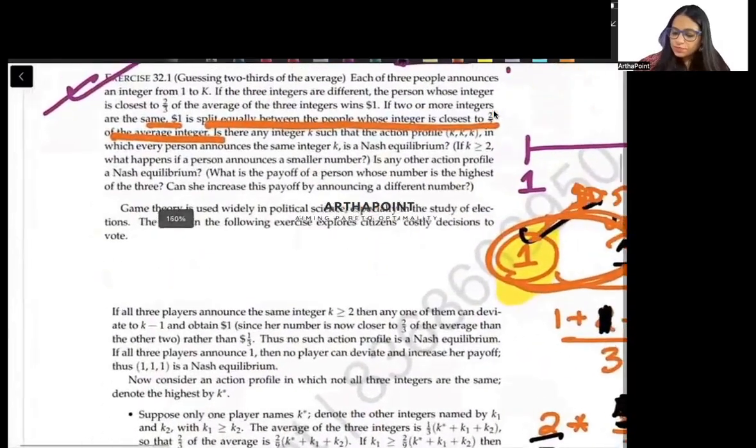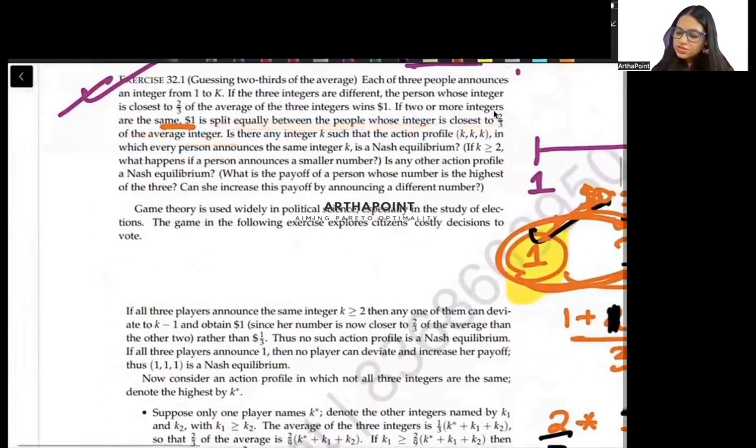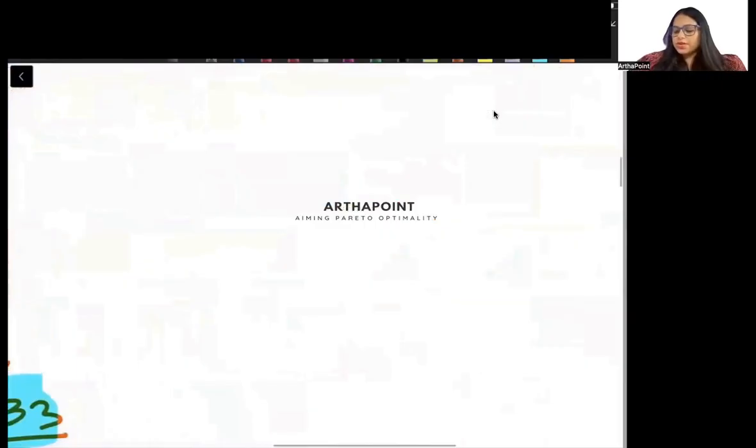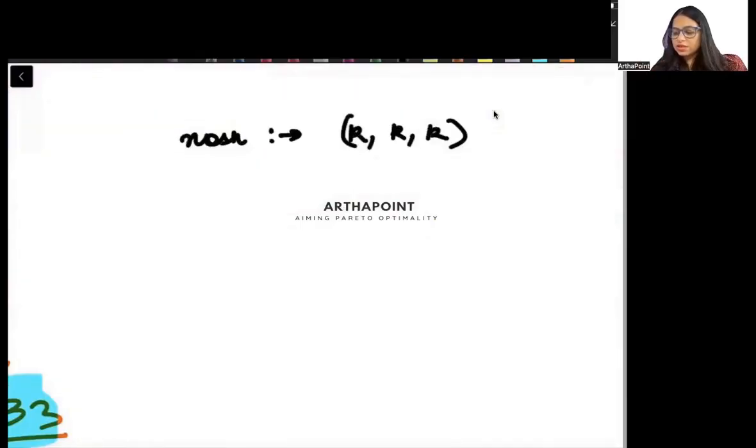Okay? Now it says, is there any integer k such that the action profile k, in which every person announces the same integer, becomes a Nash equilibrium? So what do we have to do now? We need to ensure that the Nash equilibrium is k.